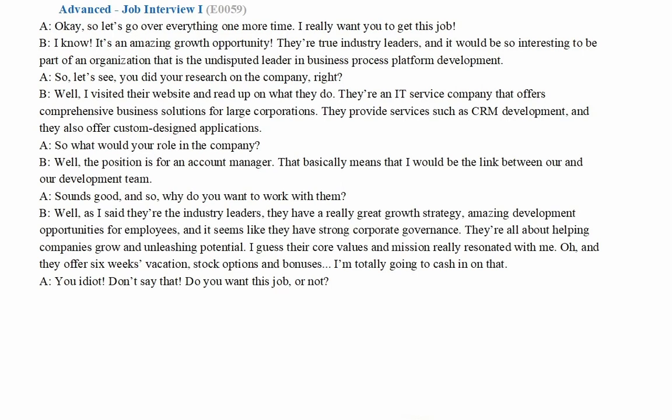Sounds good. And so, why do you want to work with them? Well, as I said, they're the industry leaders. They have a really great growth strategy, amazing development opportunities for employees, and it seems like they have a strong corporate governance. They're all about helping companies grow and unleashing potential. I guess their core values and mission really resonated with me. Oh, and they offer 6 weeks vacation, stock options, and bonuses. I'm totally going to cash in on that. You idiot! You don't say that. Do you want this job or not?